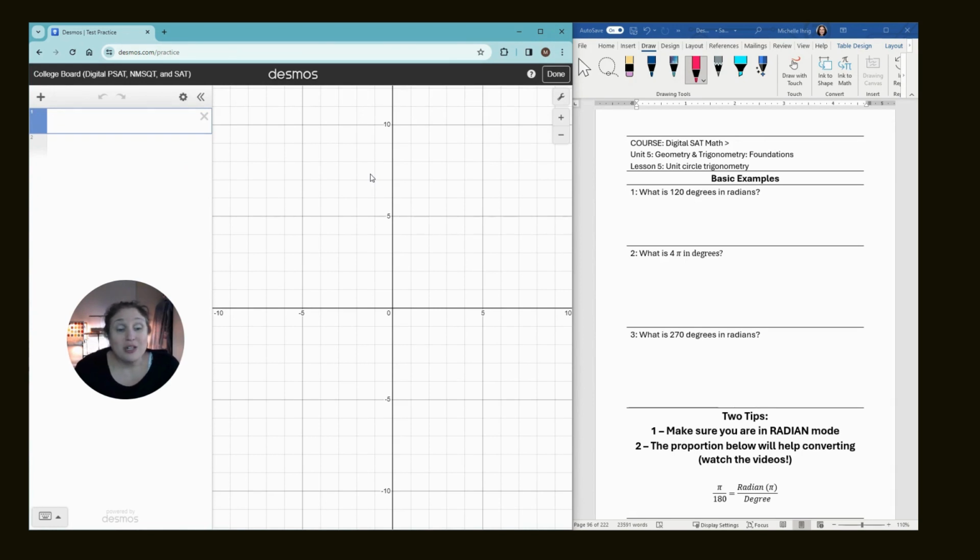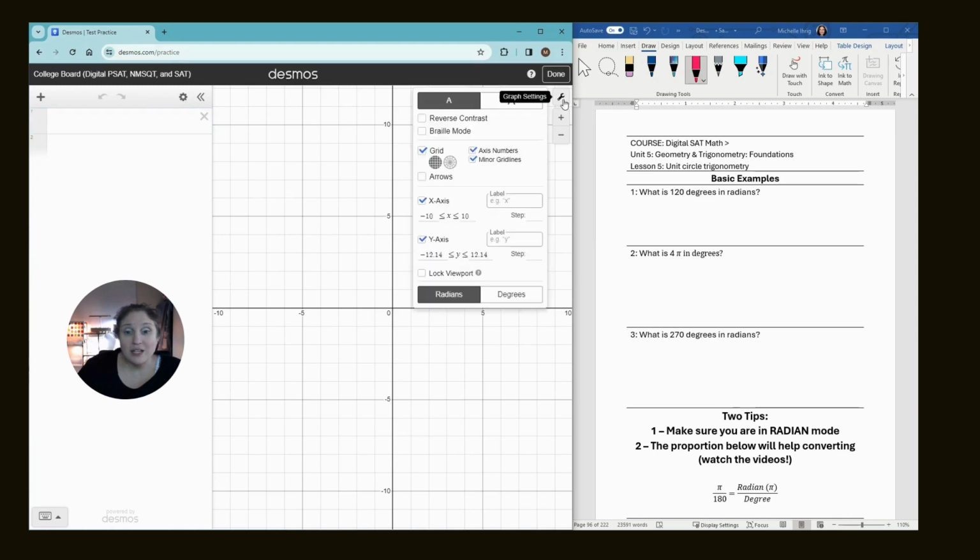Okay, look at the two tips I gave you. First, you want to make sure that you are in radian mode. This is very important because even though my lessons go kind of in order by themes, when you take the real test, it won't. So anytime you do trigonometry, you're going to have to switch into degree mode or it won't work. So you want to make sure that anytime you do anything with the unit circle or radians, you're in radian mode. And what does that mean? That means you've clicked this gear here and you've selected radians.